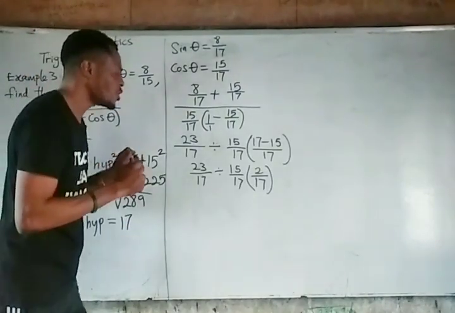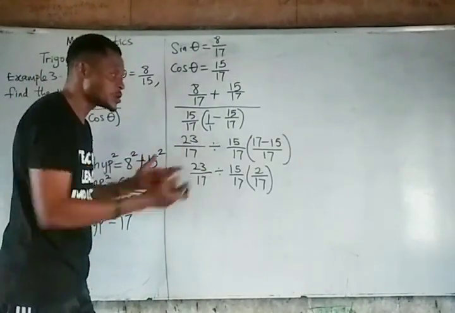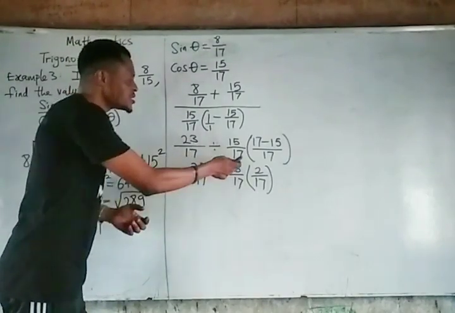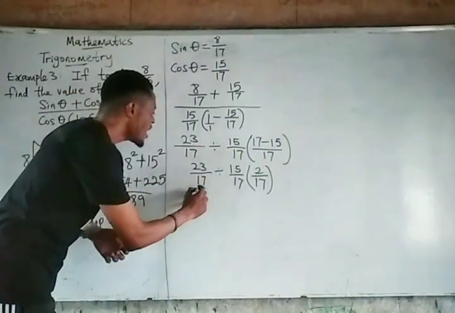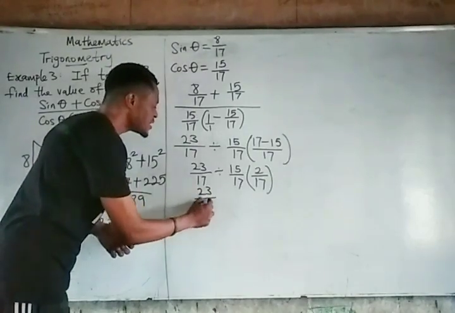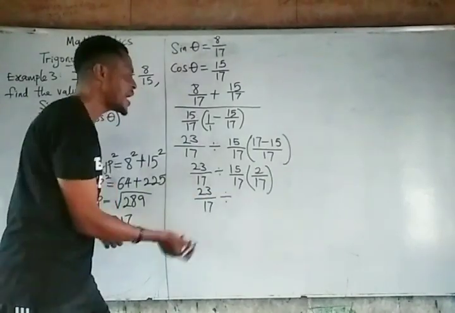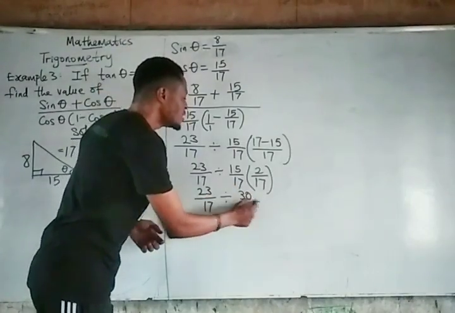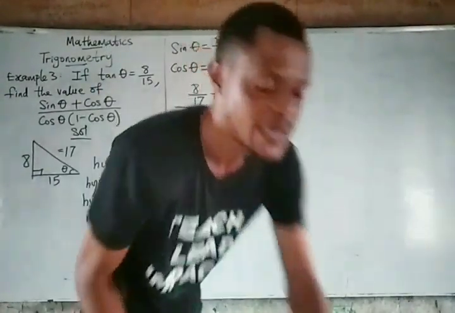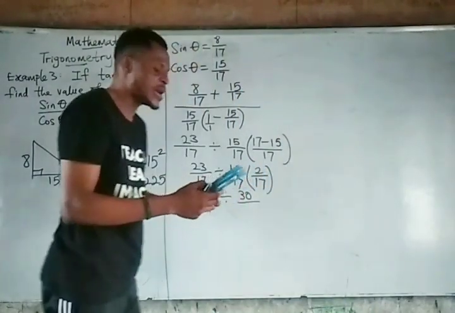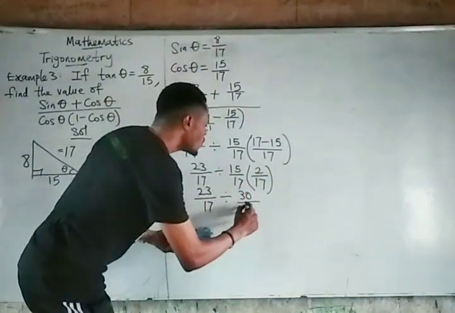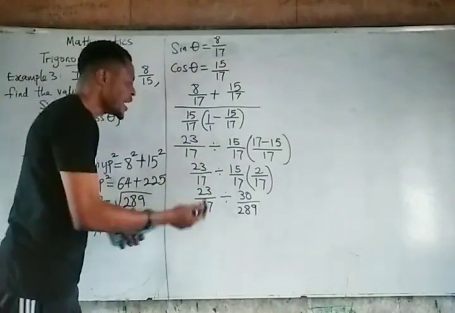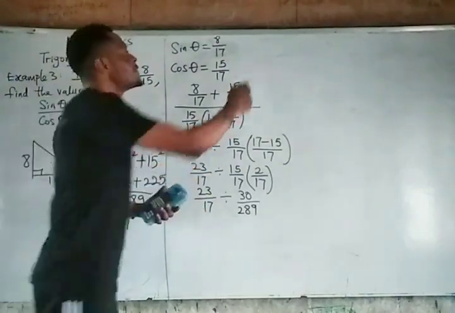Without wasting much of our time, we now cut. But it cannot work that way. We cannot cut in this case. All we need to do here is 15 multiplied by 2. So we have 23 all over 17, still divided by 15 multiplied by 2. We have 30. Then we have 17 multiplied by 17. In order not to make any mistake, we have 289.